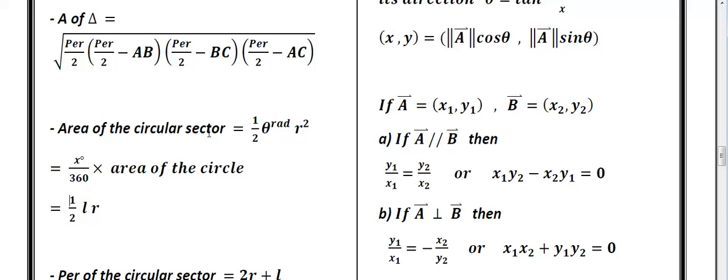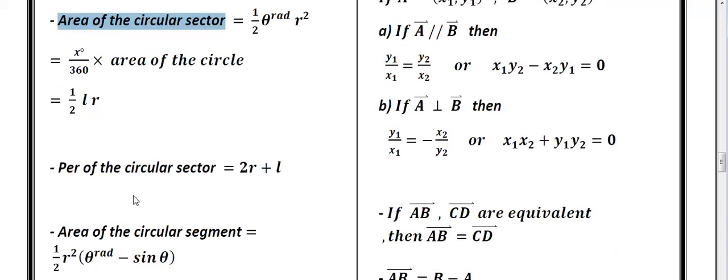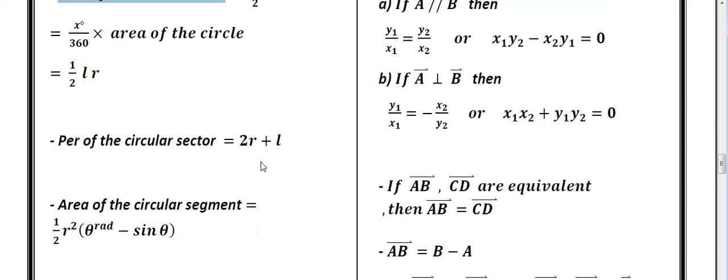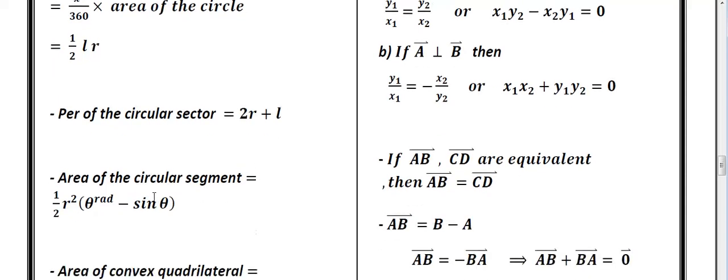Or for the area of a circular sector, we can use this rule, half the length of arc multiplied by the radius r, and l means the length of arc. And we know the perimeter of the circular sector is 2r plus l. Area of the circular segment, this rule: half r squared, half the squared radius, multiplied by theta radian subtract sine theta.